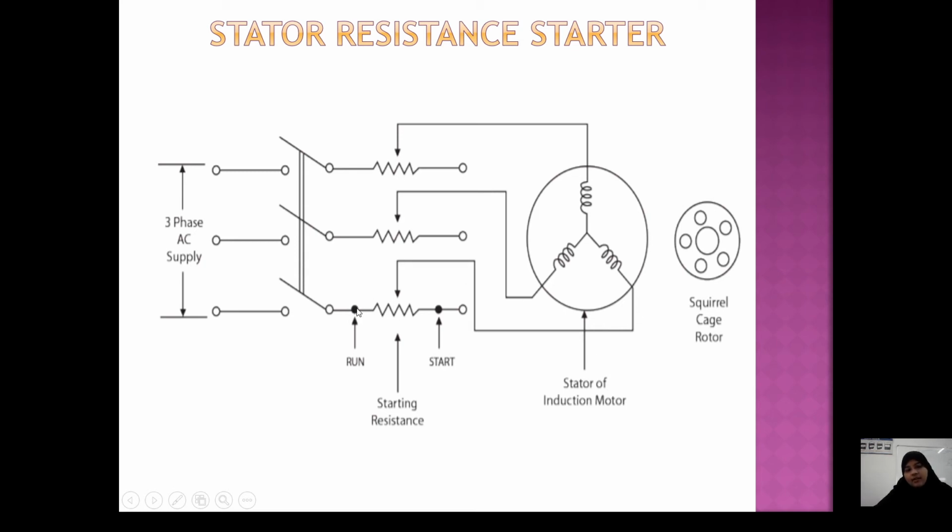In run position, what is happening? This arrow we are putting here, from here to here it will come. First you keep it at start, then you gradually move it to run position. So at run position, after gathering some speed, these resistances will be cut out and direct rated voltage will be applied to the motor.